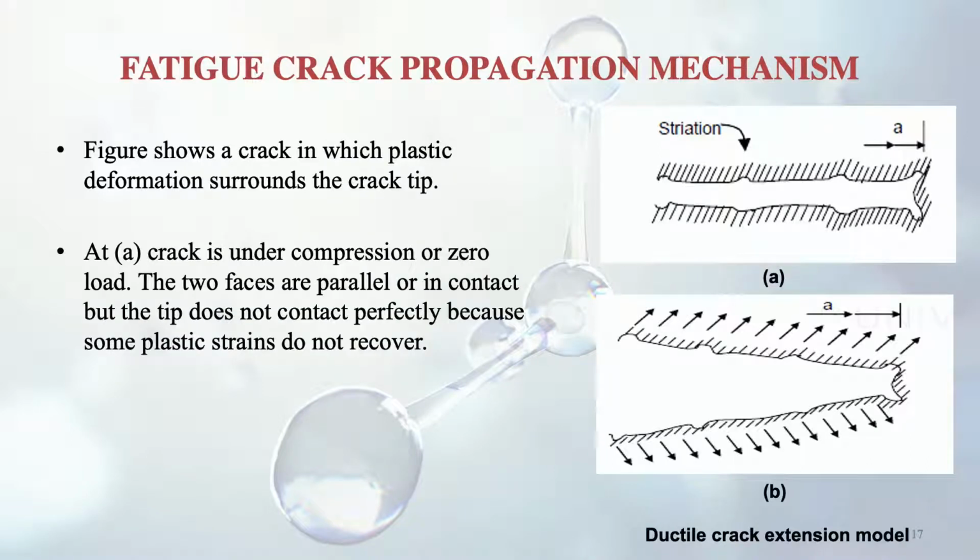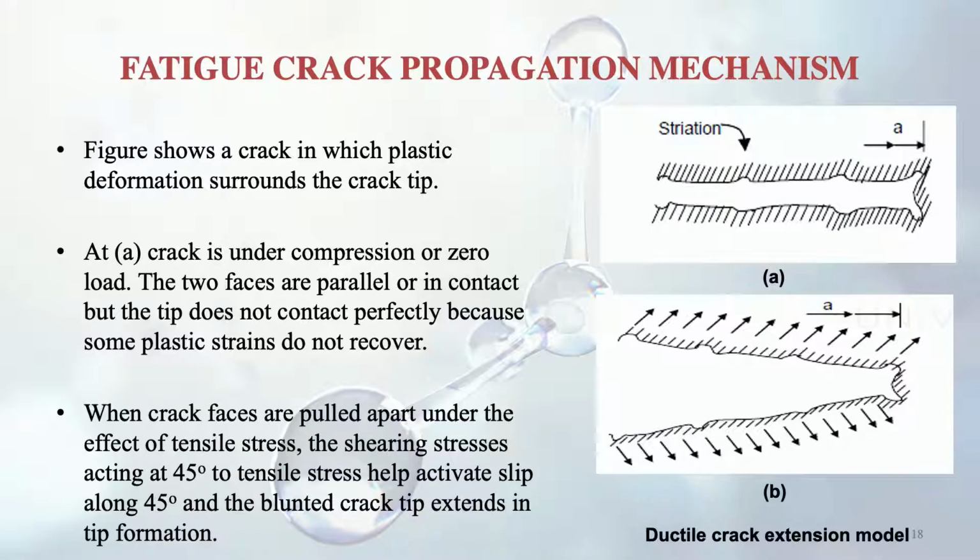So at A, the crack is under compression or zero load. So no load is acting on it in the initial situation. The two faces are parallel, as you can see in the figure, or in contact, but the tip does not contact perfectly. And why is it so? Because of the plastic strains which have not completely recovered. So that's why it has not completely closed. They are separate at the tip, if you can see on the left-hand side.